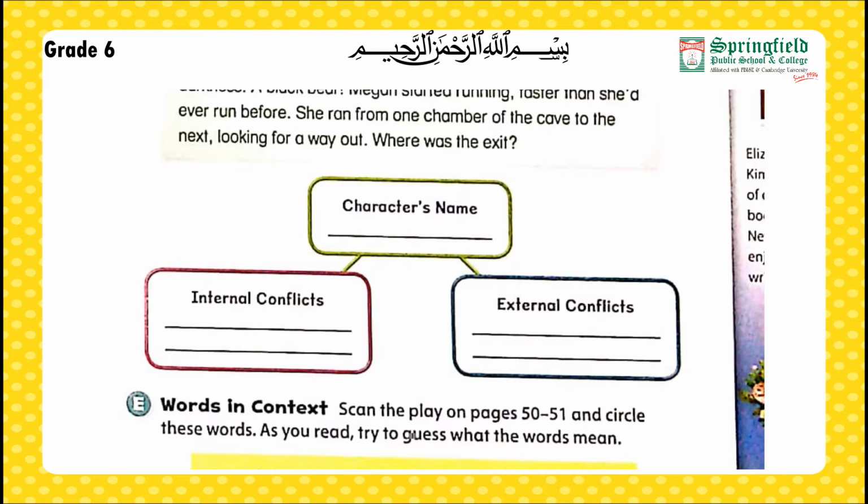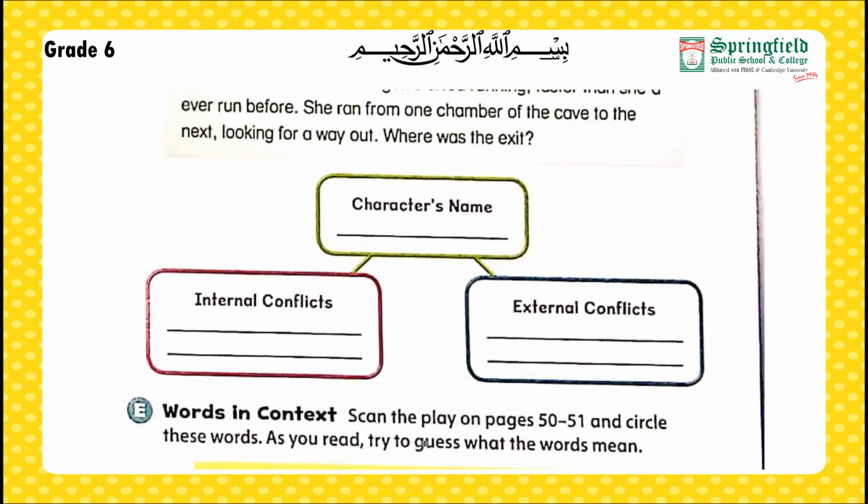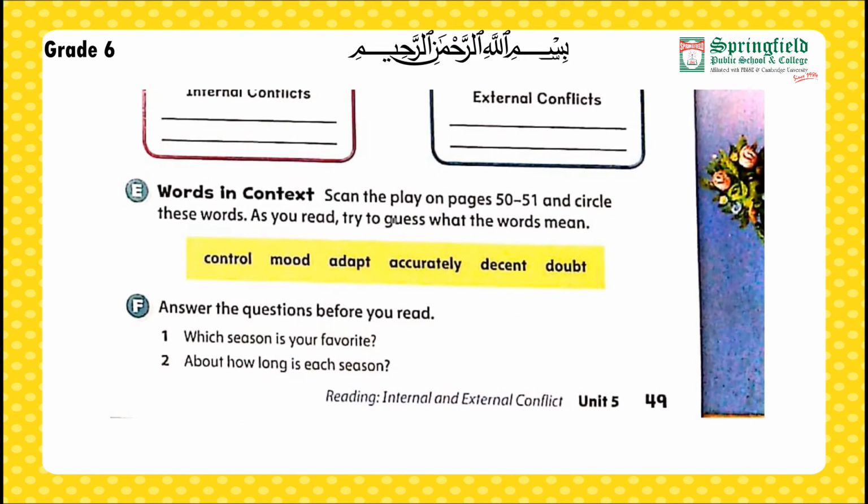Exercise E. Words in context. Scan the play on page 50 to 51 and circle these words. As you read, try to guess what the words mean. Control, mood, adapt, accurately, dissent, doubt.